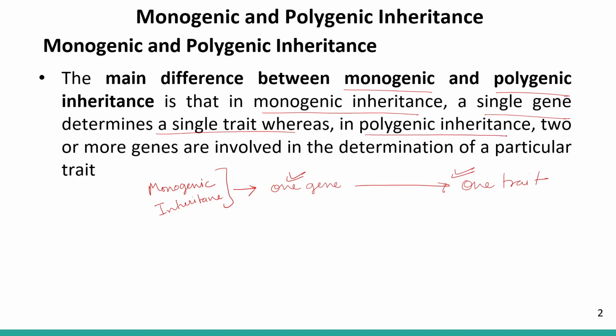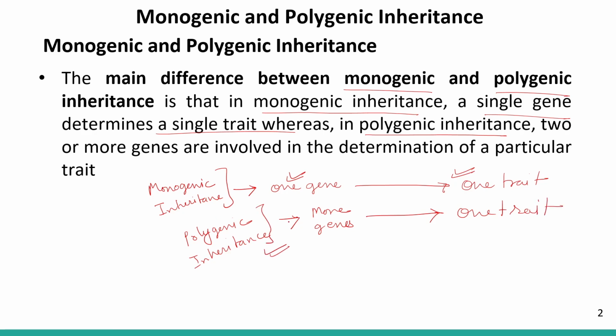Now, polygenic inheritance. What happens in polygenic inheritance? We have more genes, a number of genes, that are responsible for one trait. So now you can understand how monogenic and polygenic inheritance are different, right? In monogenic inheritance, only one gene is responsible for one trait, and here more than one gene is responsible for one single trait.